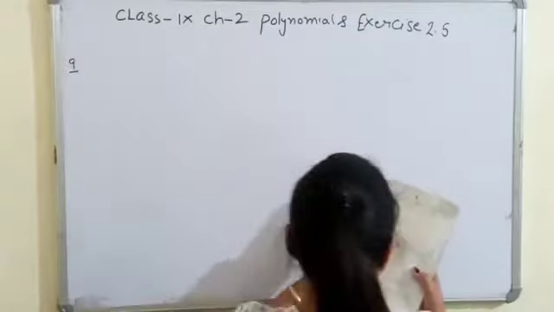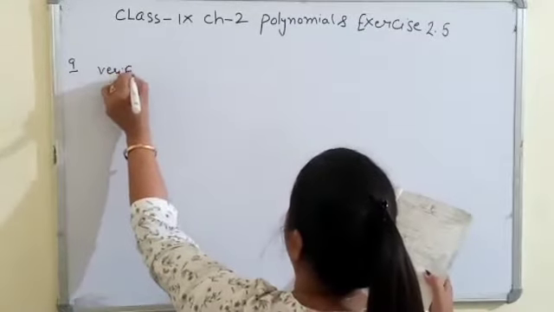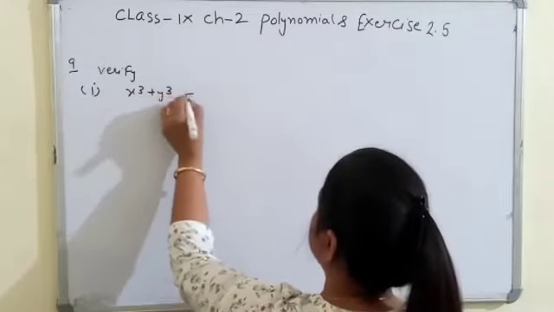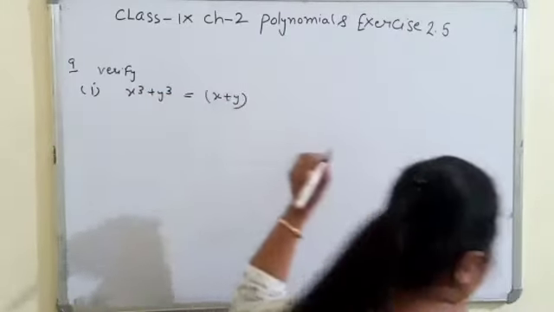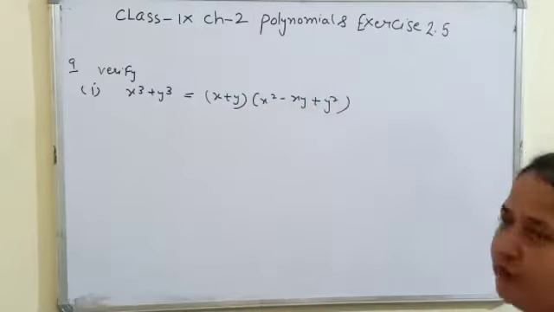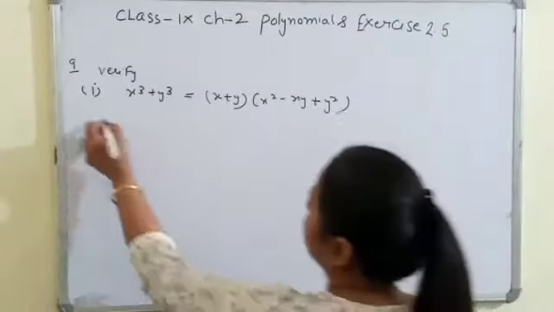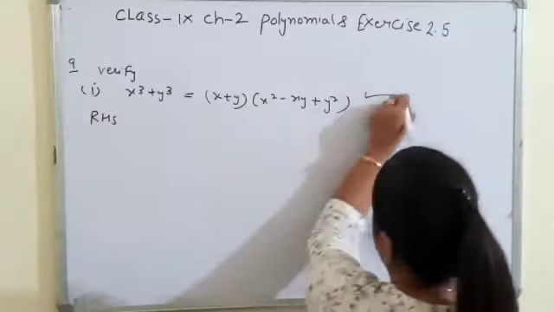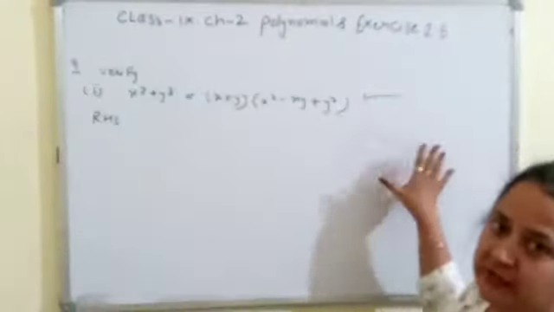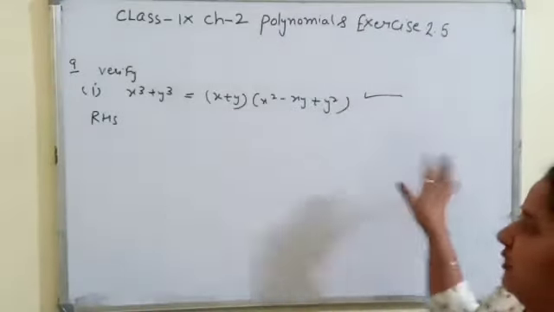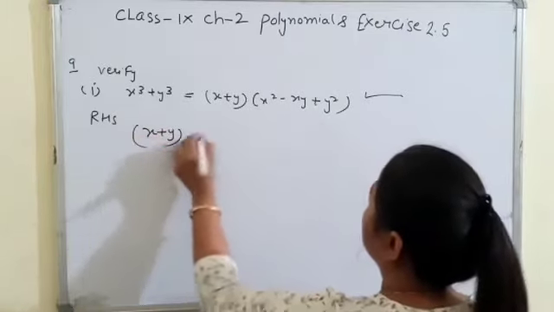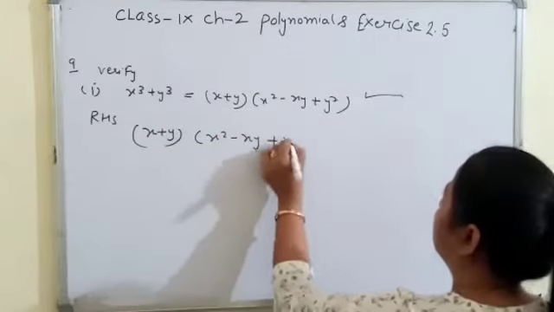The given problem, question 9, verify. First one is x cube plus y cube is equal to x plus y times x square minus xy plus y square. We have to prove it. So let's take the right hand side. This is the identity. When I explained the algebraic identities in that session, we learned how we can solve it. Similarly, same way we will apply here: x plus y times x square minus xy plus y square.